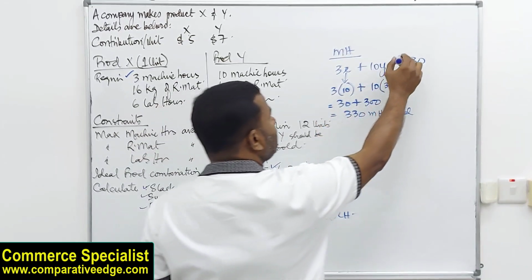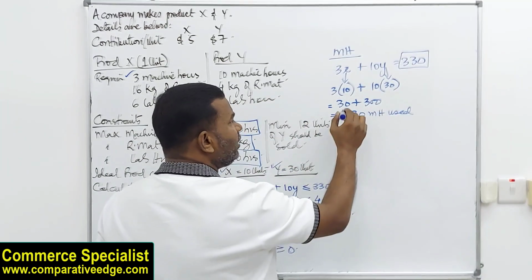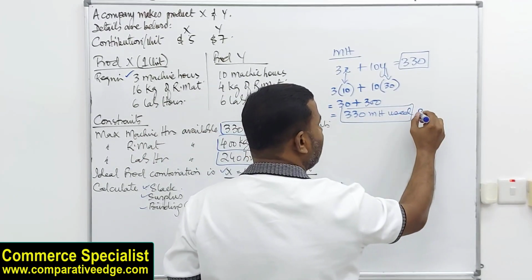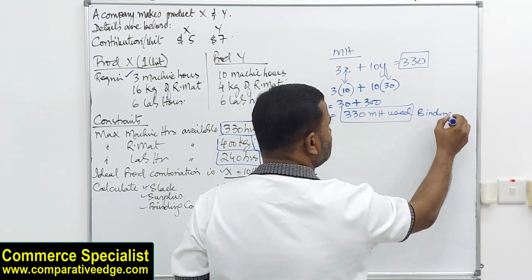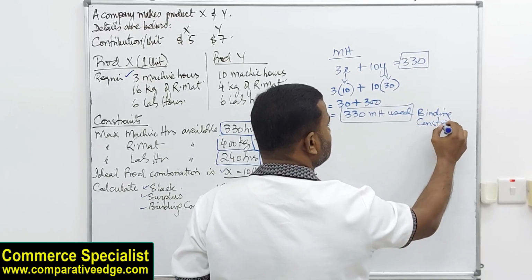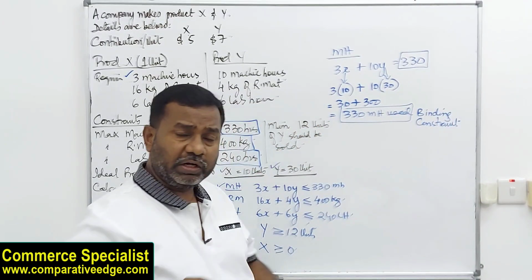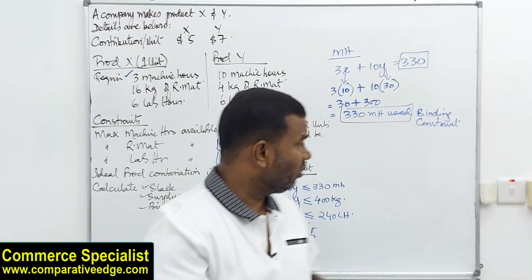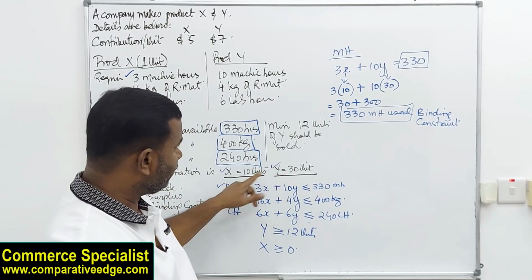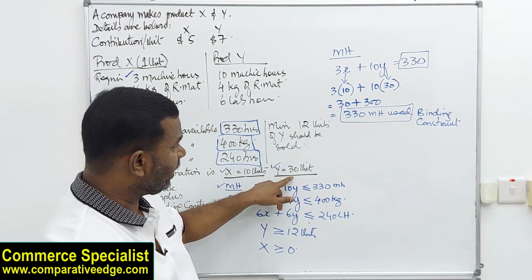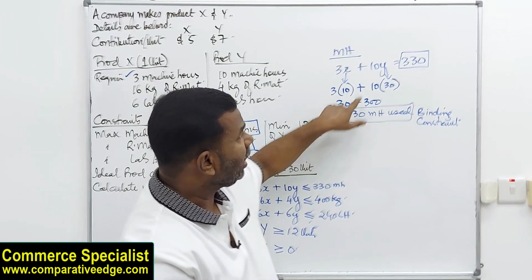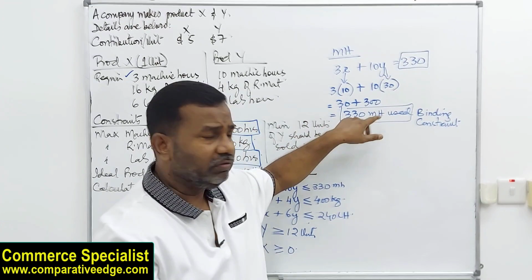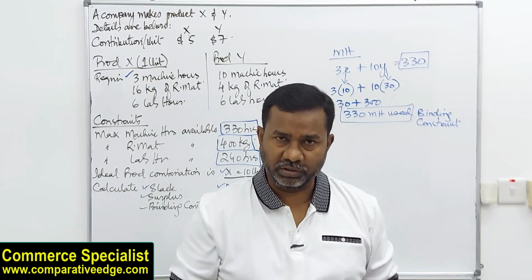So if you're making 10 units of X and 30 units of Y, you end up using 330 machine hours. How many machine hours were available? 330. And you used how much? Exactly 330. If that is the case, we call it a binding constraint. Binding constraint means the number of available hours which were there in order to make your ideal production combination, 10 units of X, 30 units of Y. How many you used? 330. How many were available? 330. So if you're using exactly what was available, this situation is known as a binding constraint.